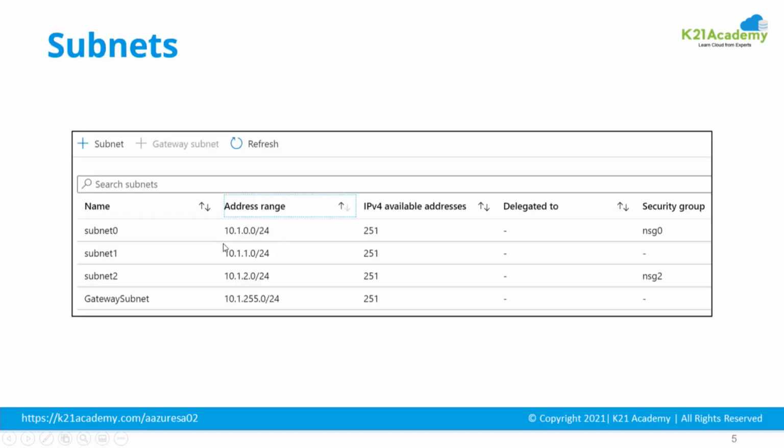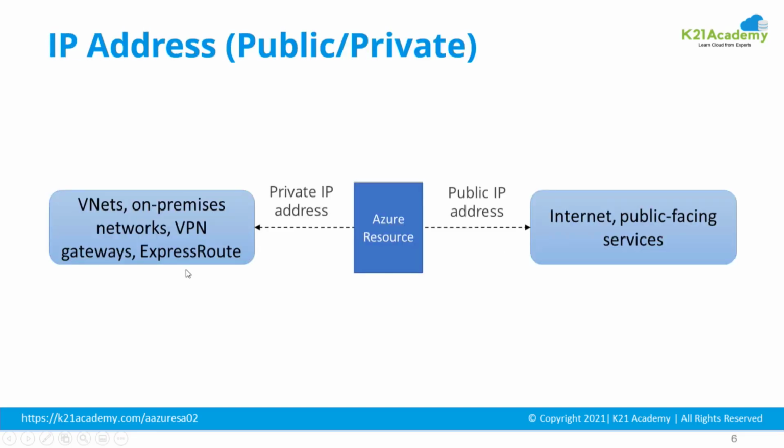Then similarly, you will be creating subnets inside that, and this is an example of a subnet being created. And then what you can do is create IP addresses. Those IP addresses can be public or private. Public IP addresses are ones which you can access from the internet, or you can go out from these public IP addresses to the outside as well.